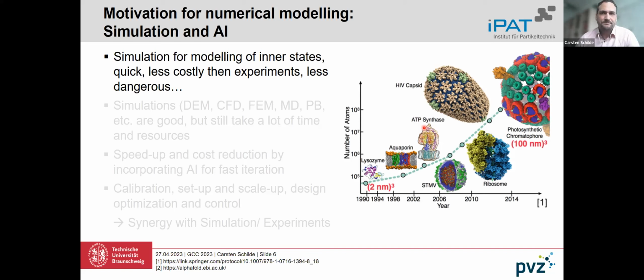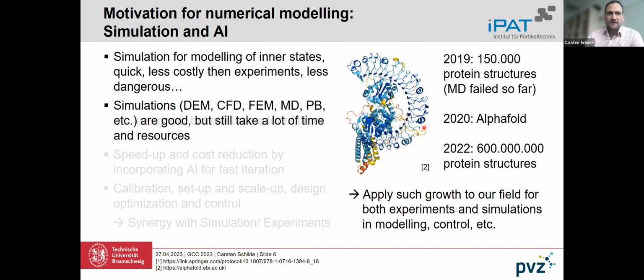And then we have an advantage here. That means the CFD, DEM simulations, population balance method, they are good for simulating systems. However, they are still limited. And now here the AI stuff comes into play, machine learning algorithms. And it's similar to the things that are shown on the right side here on the slides.